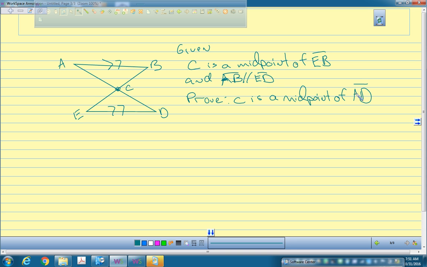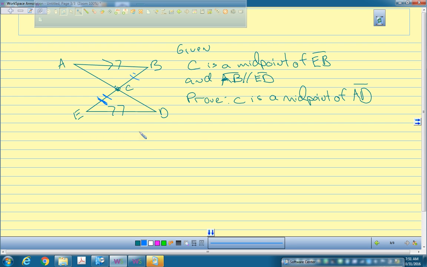Think about that one, okay? So you're given that C is the midpoint of EB. What does it tell you if C is the midpoint of EB? That EC and CB, this piece right here, has to be congruent to that piece.